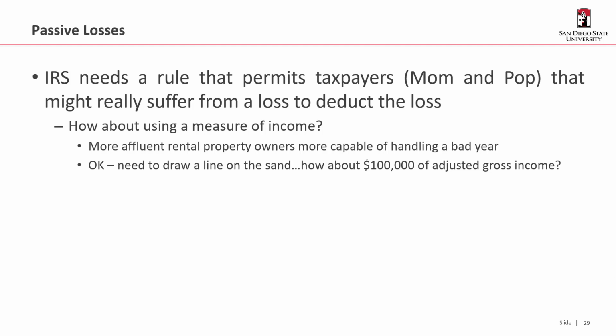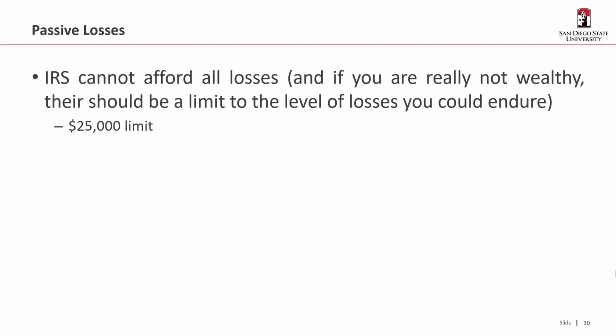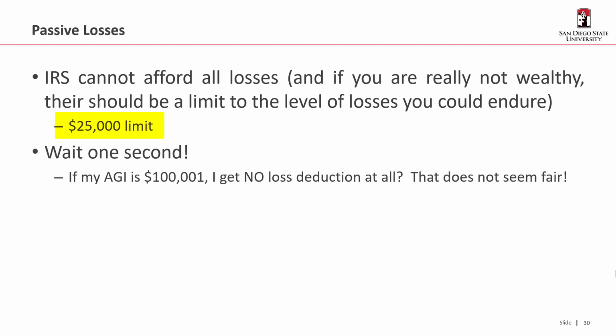So we're going to draw the line in the sand, and we're going to draw that line at $100,000 of AGI. So that means a taxpayer with AGI over $100,000 gets no passive loss deduction. But a taxpayer with AGI less than $100,000 can take a passive loss deduction. However, the IRS cannot afford all losses, and frankly, if you're really not wealthy, there should be some limit to the amount of the loss you endure, or something funny's going on. So they decided to place an annual limit of $25,000.